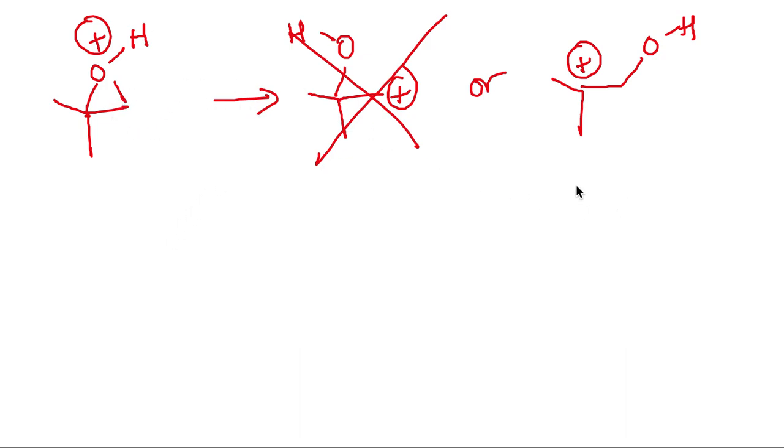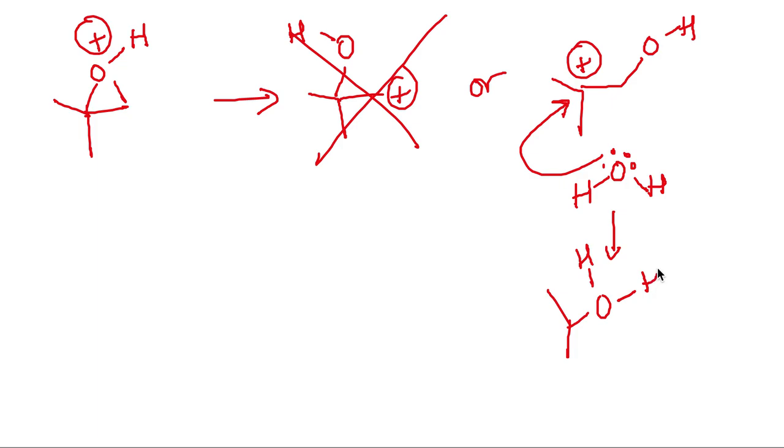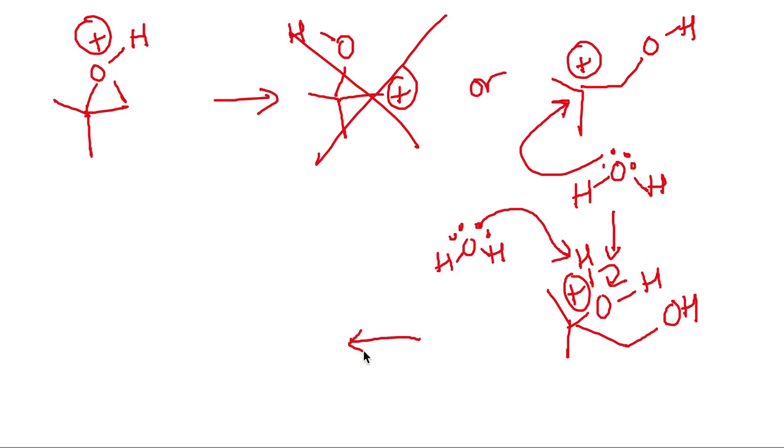And now, because we still have water in the reaction, if we started with H3O+, what will happen is that water comes and attacks. The water will attach like that. And then another molecule of water can come, take away that hydrogen, and that's how we will get a diol. That's how we open epoxides under nucleophilic conditions or acidic conditions.